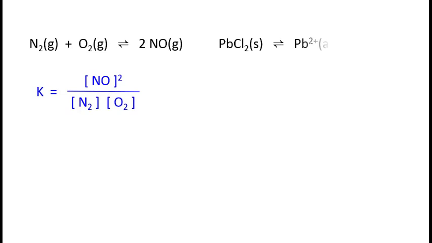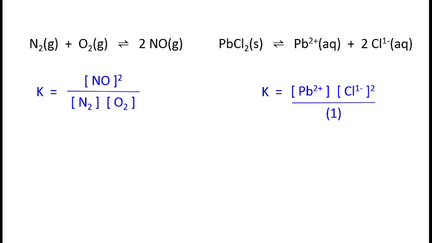Our third example has solid lead-2 chloride forming lead 2+ ions and chloride ions. Notice that it is important to have the states of matter in the balanced equations. In the expression for K, we have the concentrations of the products. Notice that the chloride ion concentration is raised to the second power due to the coefficient of 2 in the balanced equation. Why is there no denominator? Well, actually it's there, but since solids appear in the expression as 1, we don't need to include it. It won't change the value of K.